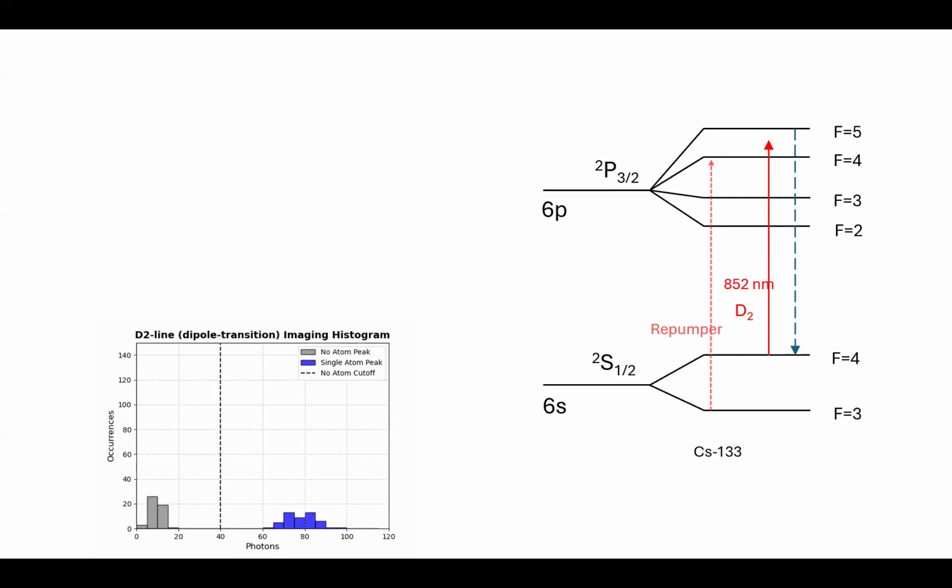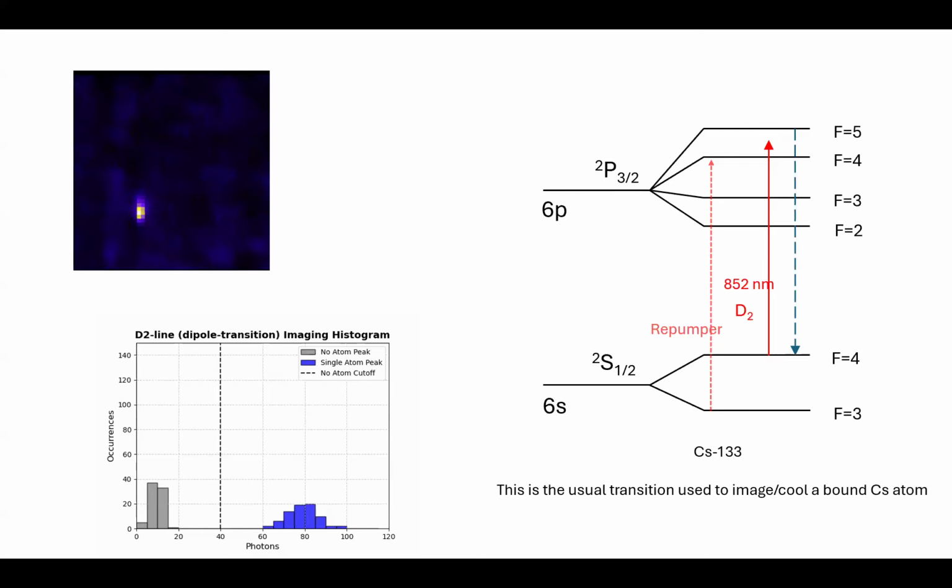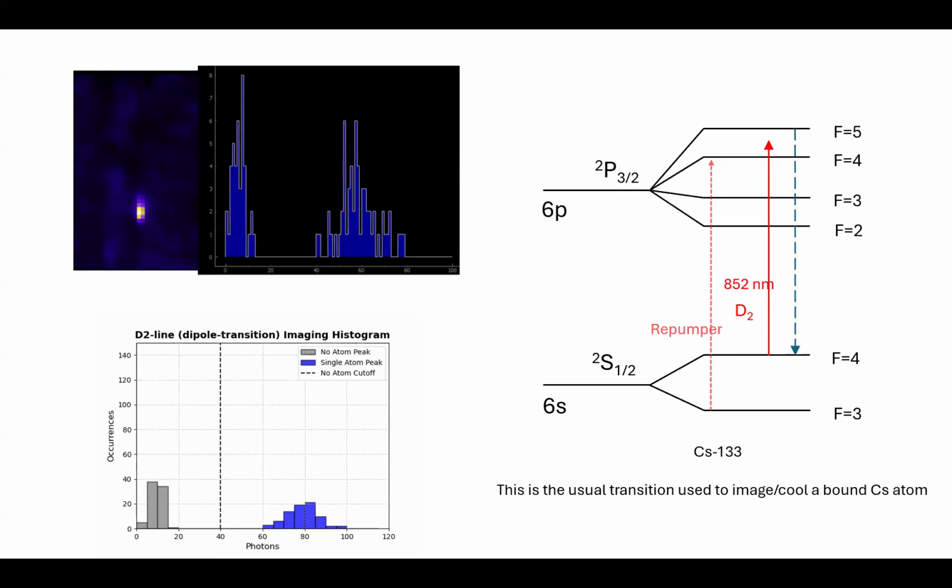If there is no atom, for example, there will be very few photons scattered, but there will still be some, because you are imaging with the 852 nanometer beam. Even if there are no atoms, there will still be scattering around the chamber that is collected in the camera. So your no-atom peak is always going to be there, with some background of 852 nanometer light always in the imaging picture. This is how imaging usually works with cesium.